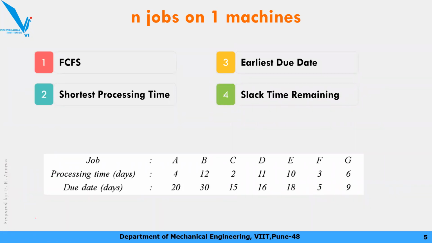Next, the last rule will be slack time remaining. STR, we call it STR. So slack time remaining means जिसमें सबसे कम slack available है, वो सबसे पहले complete करते हैं.